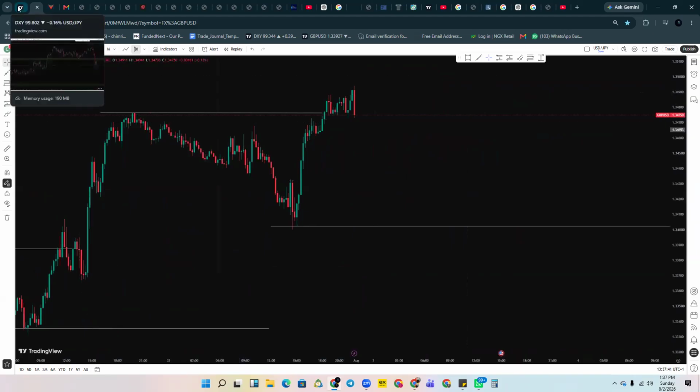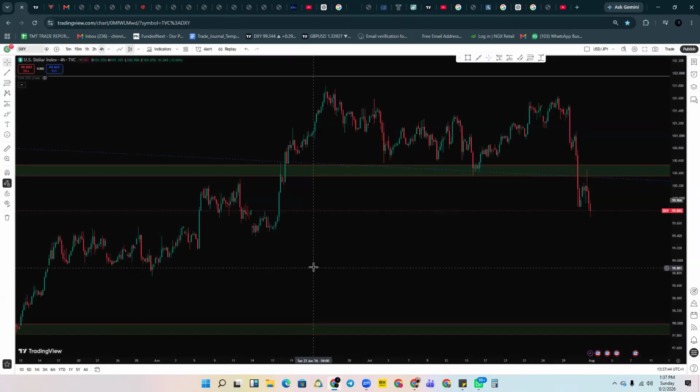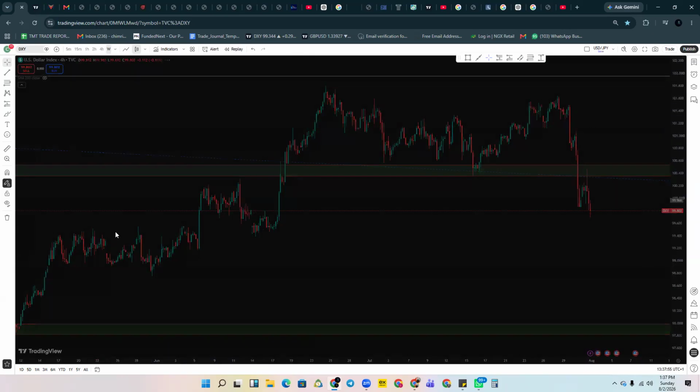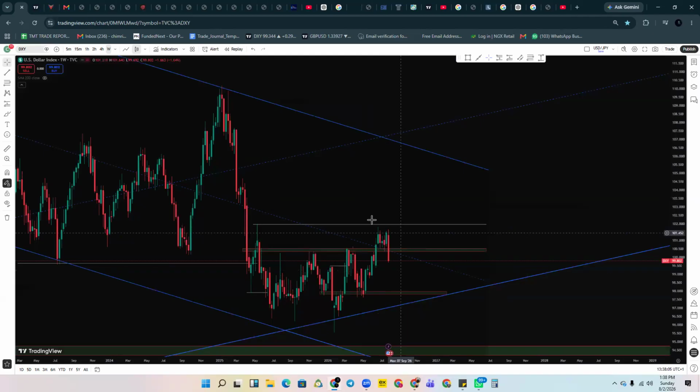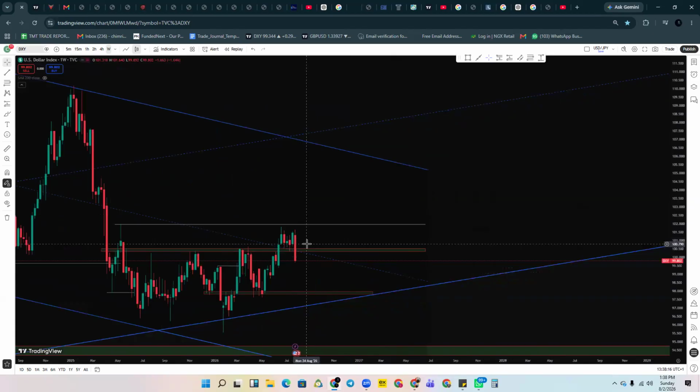Now let's compare it with a negatively correlated pair, which is the US dollar index. When I look at the US dollar index from the weekly time frame, we could see that I have a bearish channel here, and you could see this last week, the ending of July, we had a very strong bearish candle. It's a very strong bearish candle, signifying a strong bearish momentum.